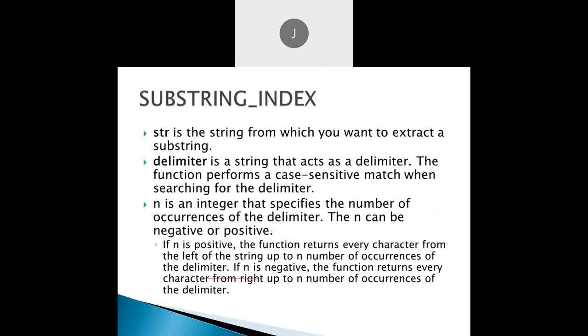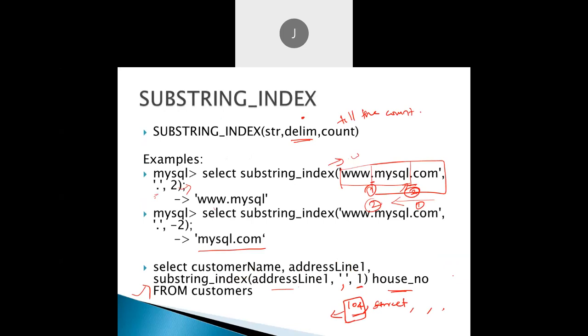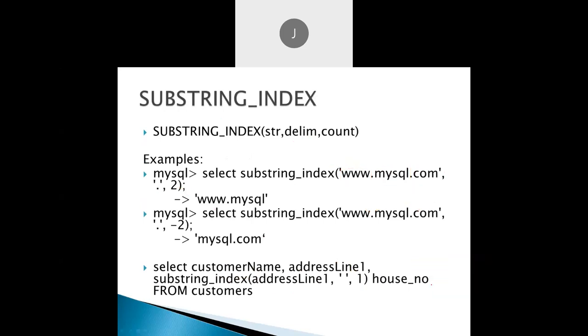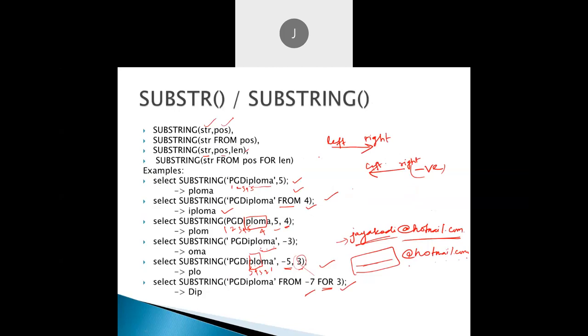The n can be negative or a positive integer. If positive, the function returns every character from the left of the string up to the number of occurrences of the delimiter, and if negative, from the right of the string. Whatever I've told, no? If it is positive, then it will go from left to right, based on the count. Okay, first occurrence, second occurrence, it will stop here and display only this part. If it is a negative value, then it will go from here. First occurrence, second occurrence of the delimiter, and it gives this as the result. Is this okay, guys? Substring and string.